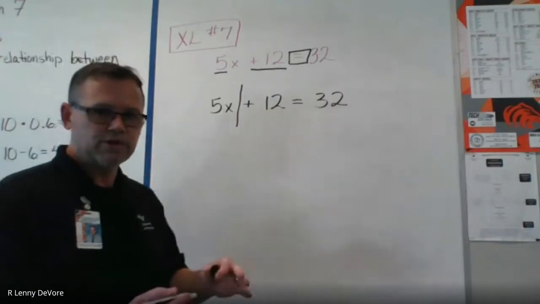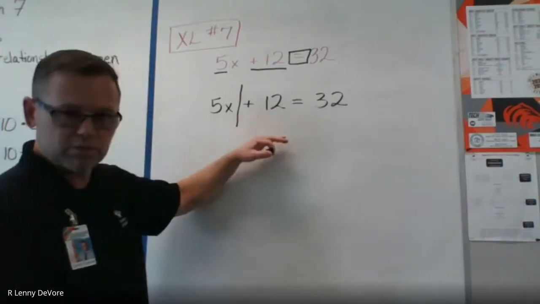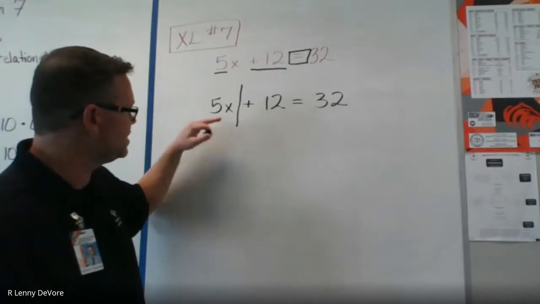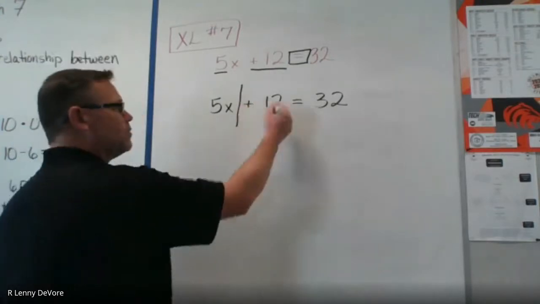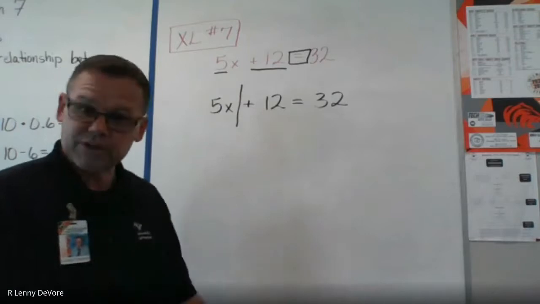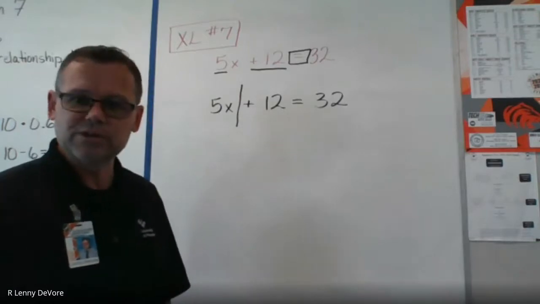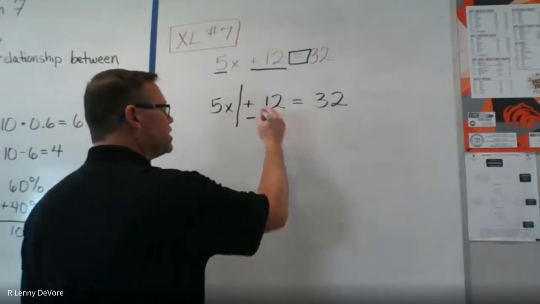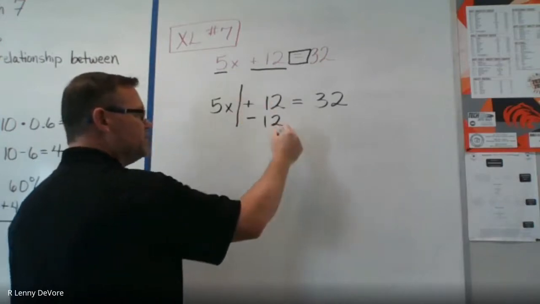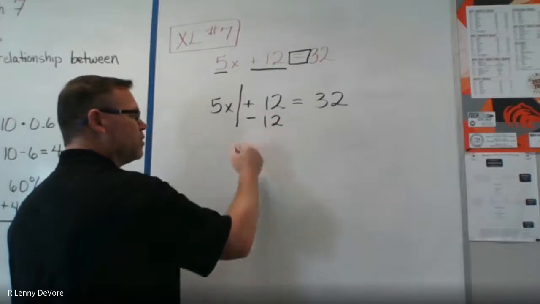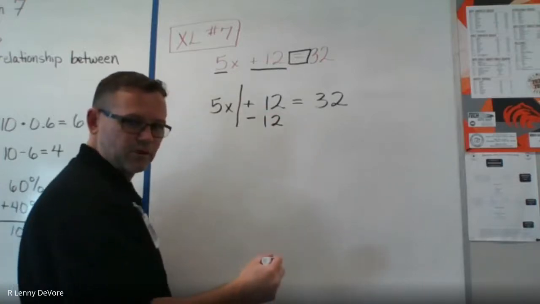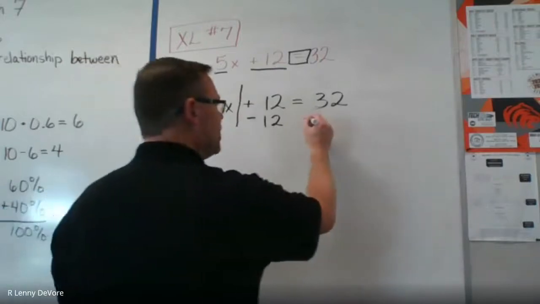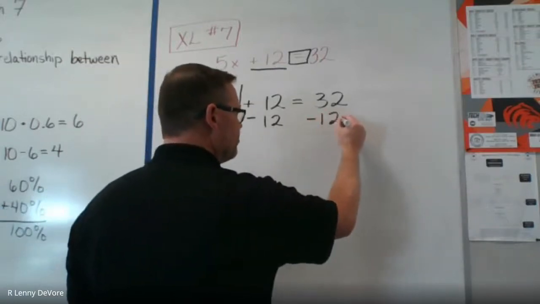So the first thing we're going to do is we're going to get rid of any terms that are on the same side of the equation as the variable. In other words, I need to get rid of this positive 12. Plus 12, right? So we do the opposite. We subtract 12. Because when I do this, then I get 0, and 5x plus 0 is just going to be 5x. But I can't do something on one side of the equation without doing it on the other side. So I have to subtract 12 over here too.